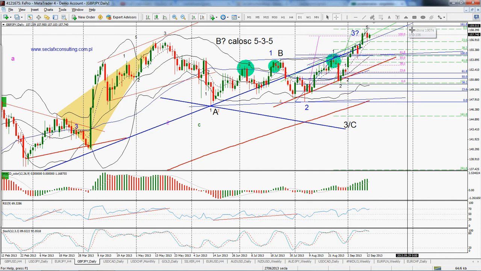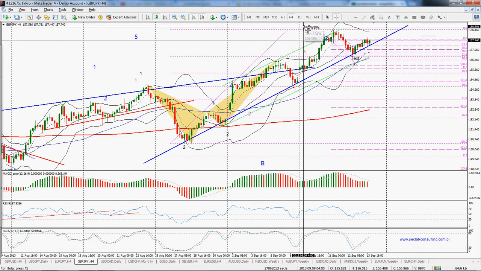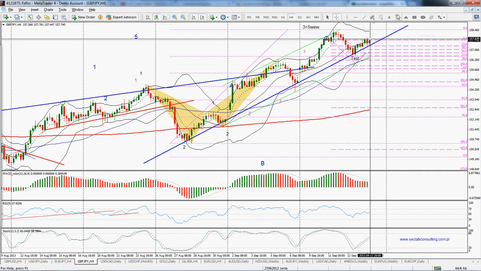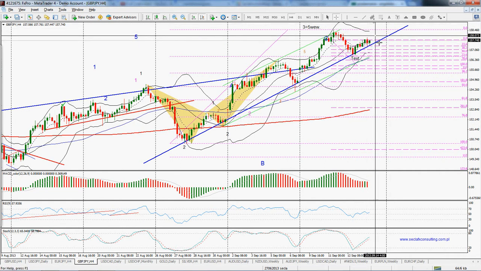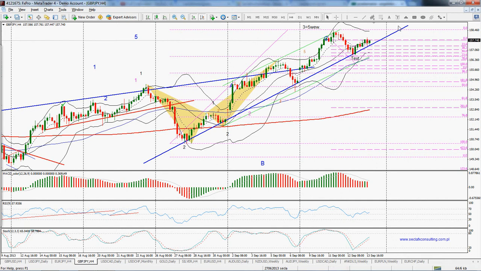This is 159. Where is 159? Okay, still up here. Okay, so we can move a little bit to the upside still, and then this breaking through this support line will happen.